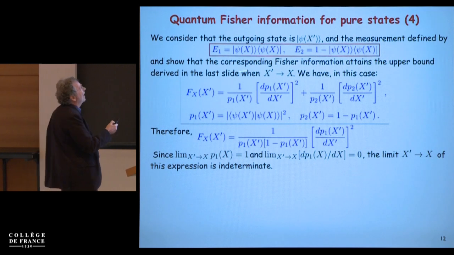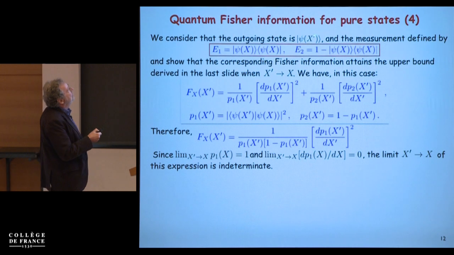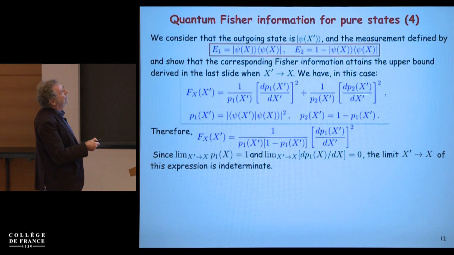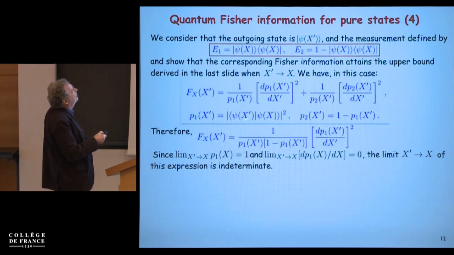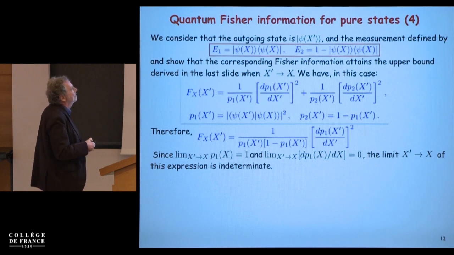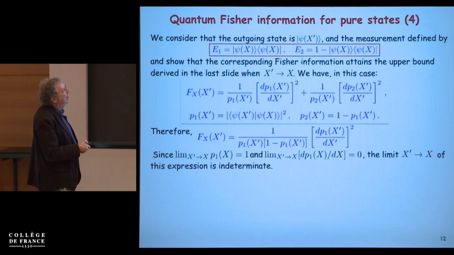So I have these two measurements here. So I can write the Fisher information corresponding to this value of the parameter here as this expression. That's just the definition of the Fisher information, where now the sum over all the p_i's is restricted to two terms. We have two terms here. So P1 of x prime is just the magnitude square of the scalar product between psi of x prime and psi of x, and P2 is 1 minus P1. So if I sum these terms and I use that P2 is 1 minus P1, I get this expression here.